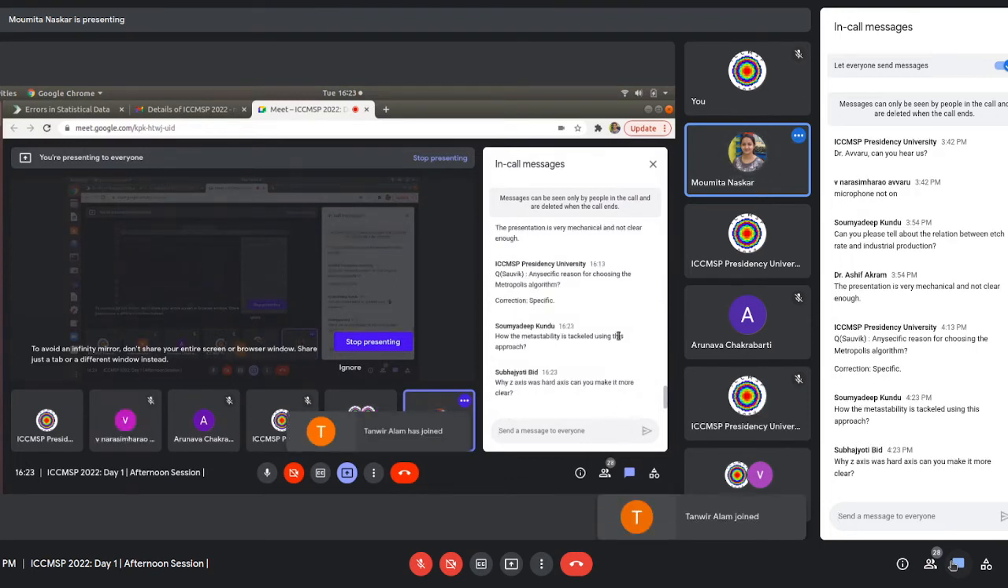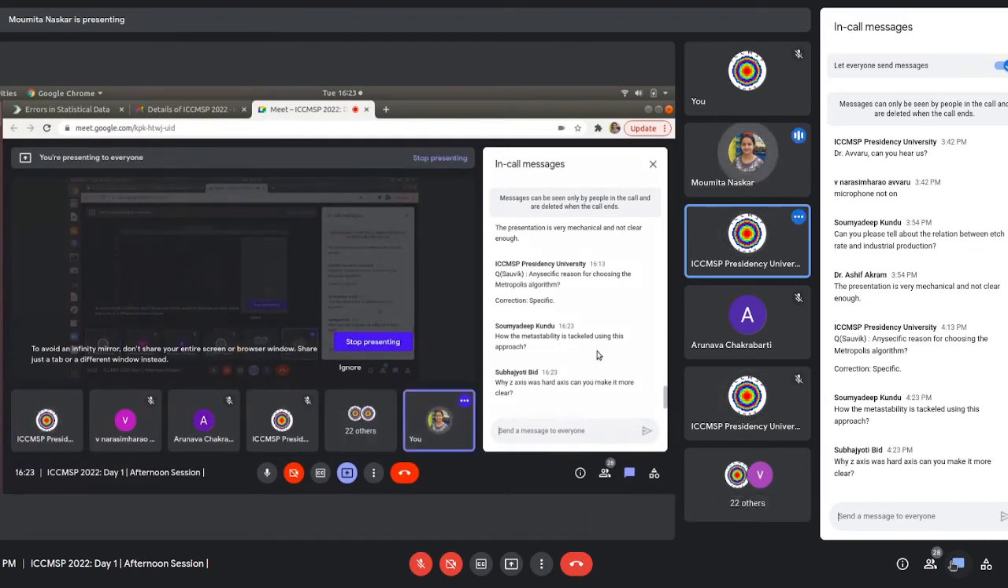The next question is from Shomodip Kundu. Why was the z-axis the hard axis? Can you make it more clear?